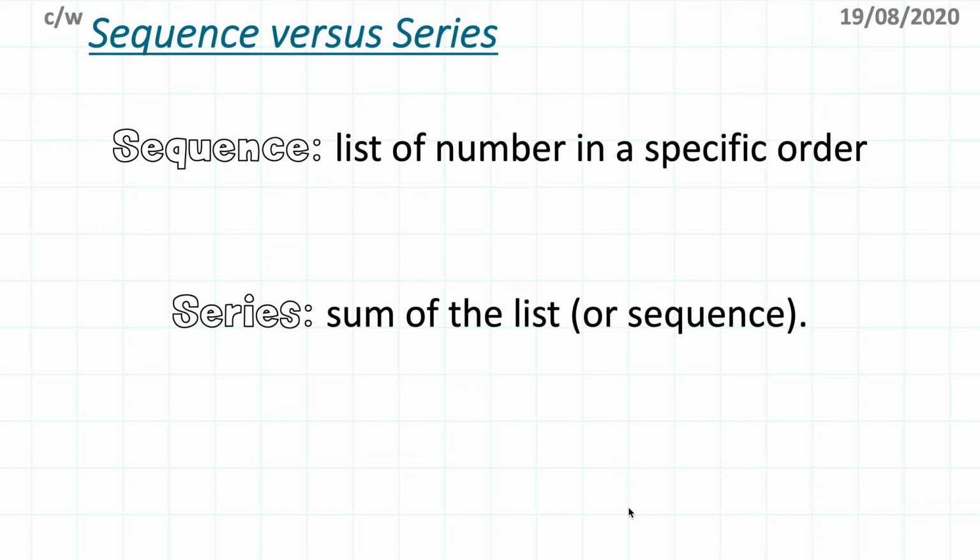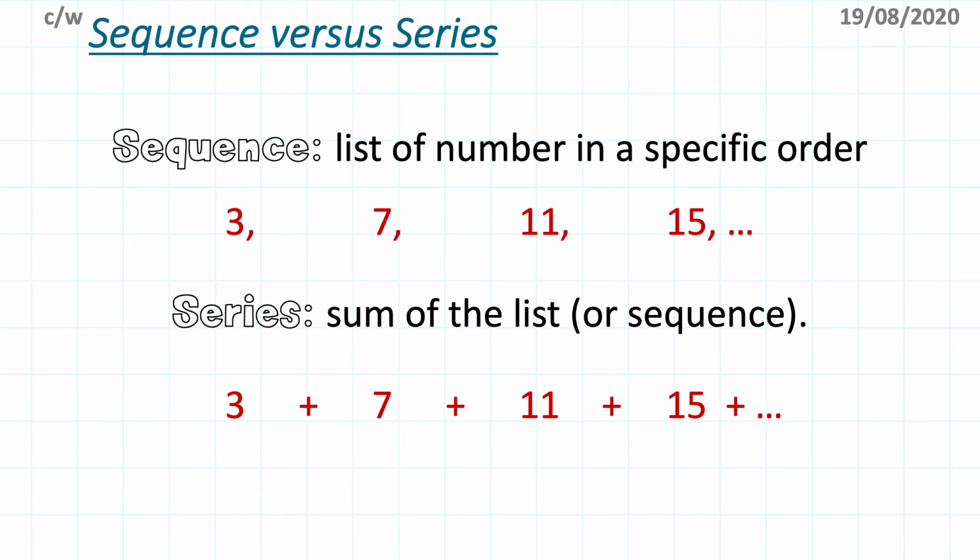Before looking into the sigma notation, we first need to understand the difference between sequence and series. A sequence is a list of numbers in a specific order, something like 3, 7, 11, and 15. So they all fall in one order.